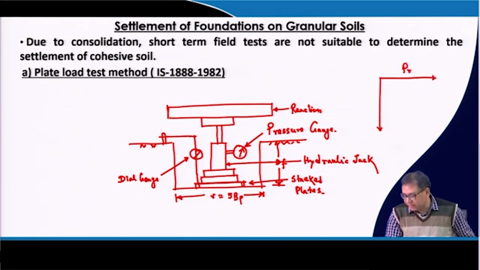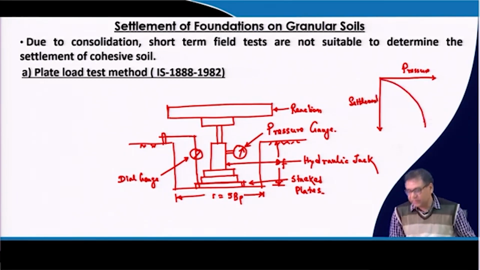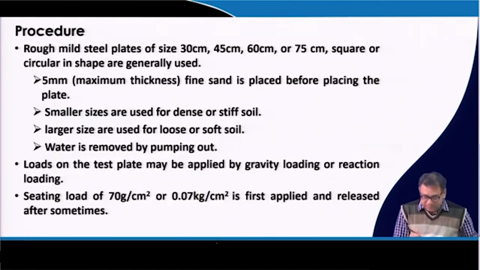So, we will get the pressure and the corresponding settlement. Suppose this is the pressure and the settlement. We will get this type of curve. Okay. Using this curve we will get the bearing capacity of the foundation as well as the settlement of the foundation. That I will discuss. Ultimately we will get the pressure versus settlement curve, and you should know some tips and the procedure for this particular test.